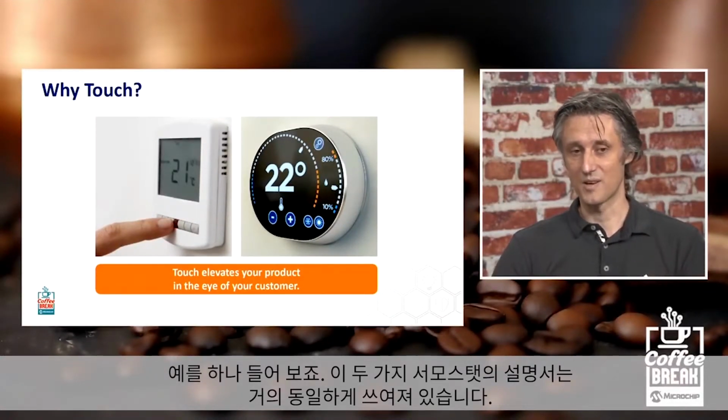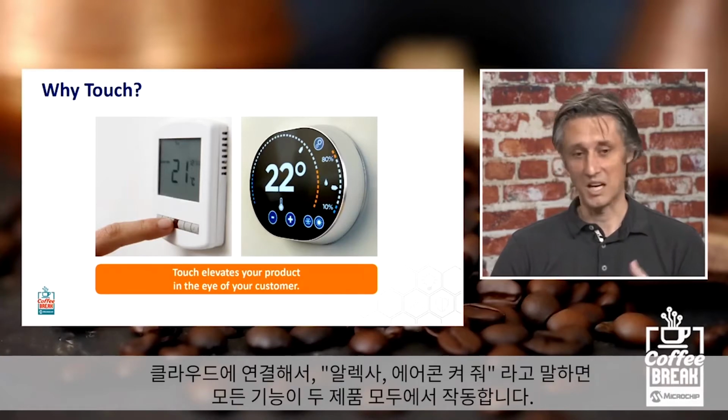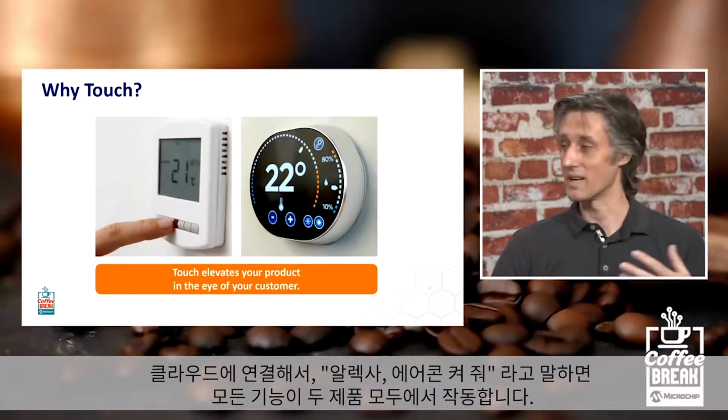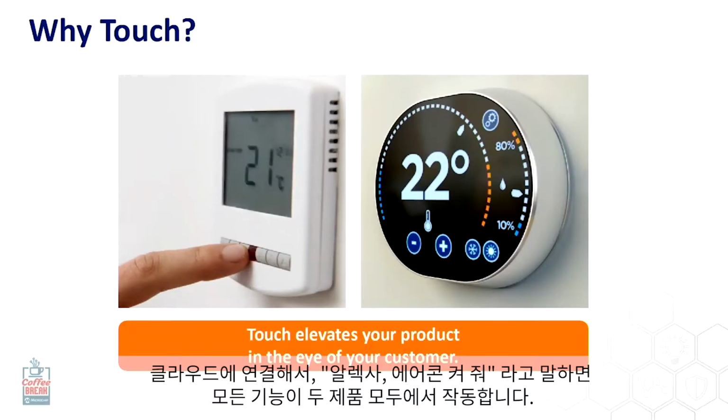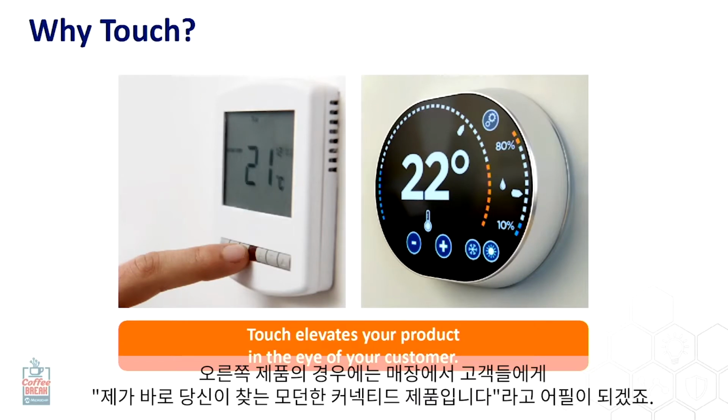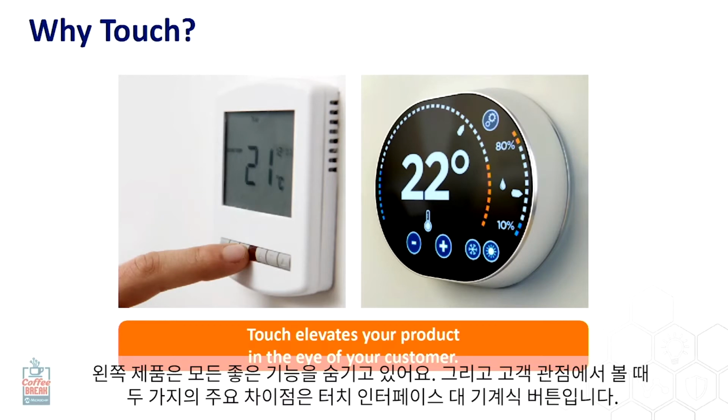they are thermostats. They are virtually identical. Mm-hmm. Cloud connected, Alexa, turn on my AC, all of that works with both of them. Right. The right one screams to you if you are in a store, I'm this modern type of product. Right. The left one, they did everything they can to hide all the good features. And the main difference between the two from a perception, from your user, from your customer perspective is there's a touch interface and then we have mechanical buttons.